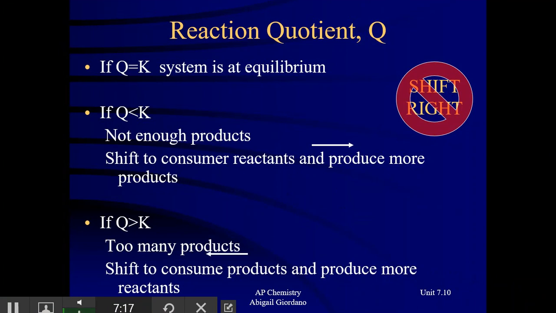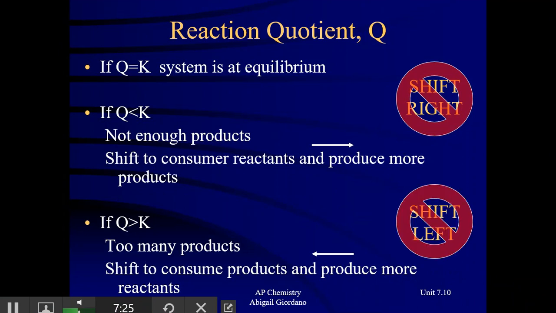By shifting in the direction that's going to consume some of those products and produce more reactants. Please don't say shift left, okay? You have to be more descriptive than that. Shift to consume products and produce more reactants or create more reactants. Okay.